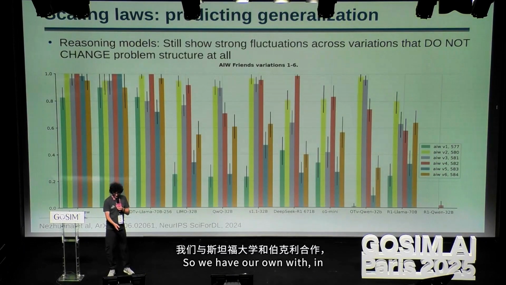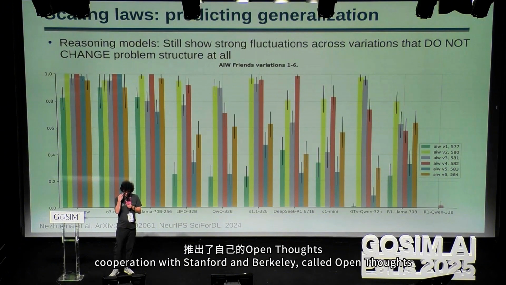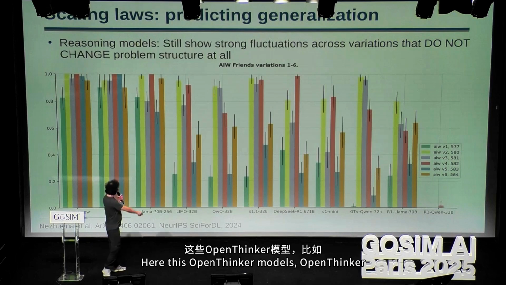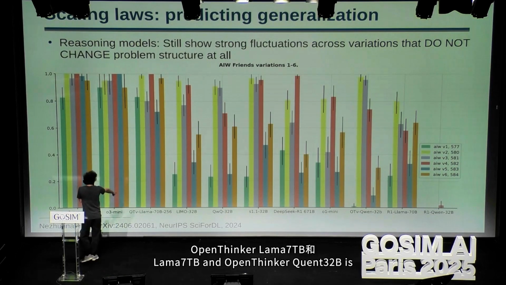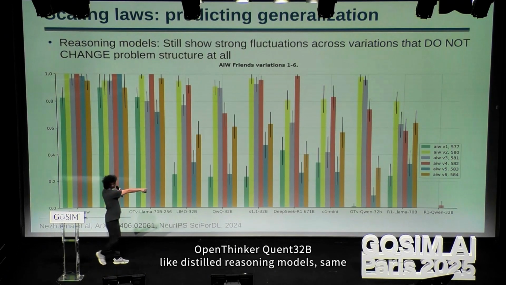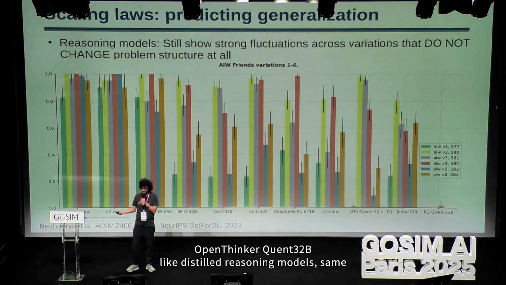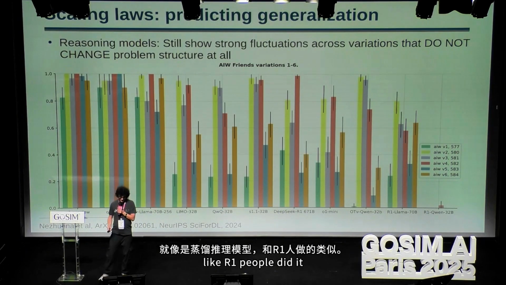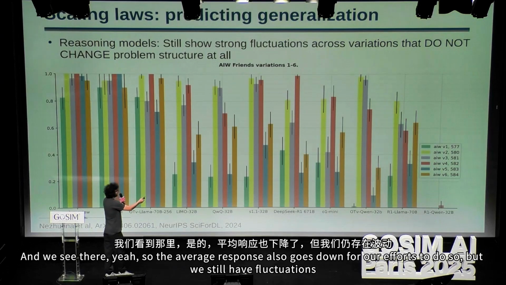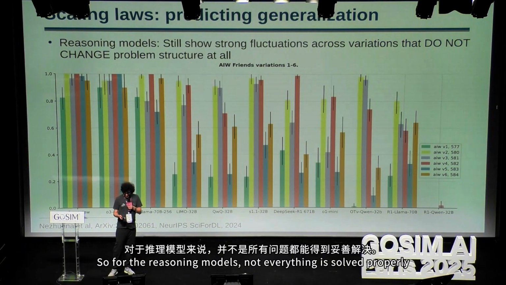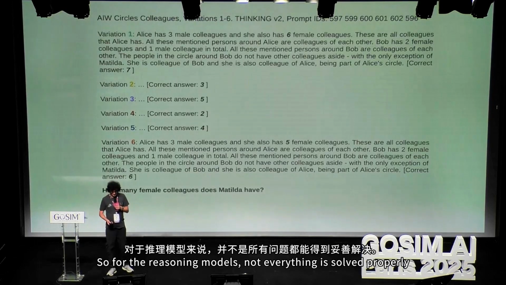So we have our own efforts in cooperation with Stanford and Berkeley called Open Thoughts. Here, these OpenThinker models, OpenThinker Llama 70B and OpenThinker Qwen 32B, are distilled reasoning models, same like R1 people did it. And we see there, yeah, the average response also goes down for our efforts to do so, but we still have fluctuations. So for the reasoning models, not everything is solved properly.